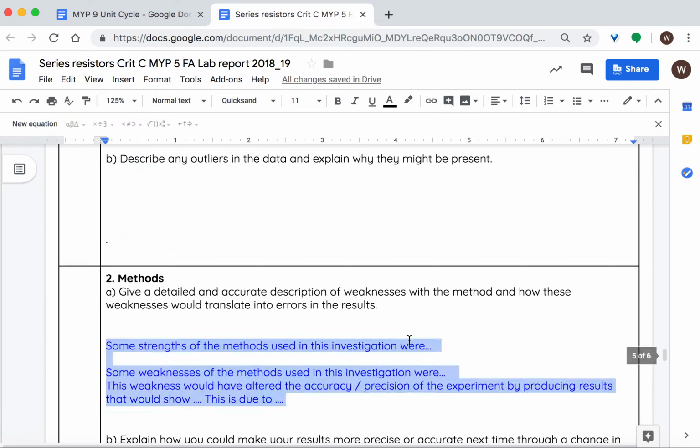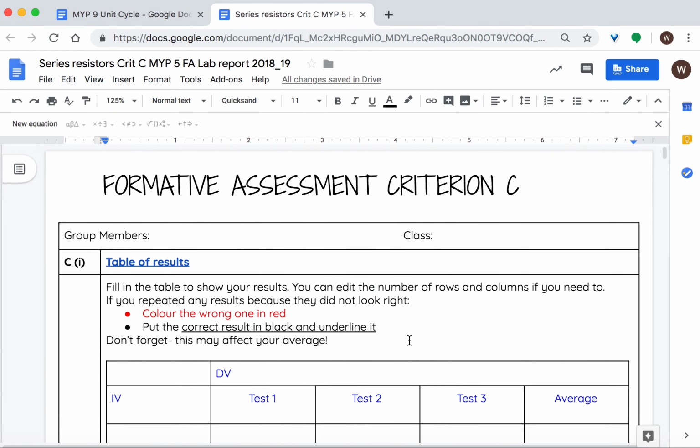You're done. At that point, you can hand in either your paper copy with me, or you can save it and turn it in through Google Classroom. All right, all the best.